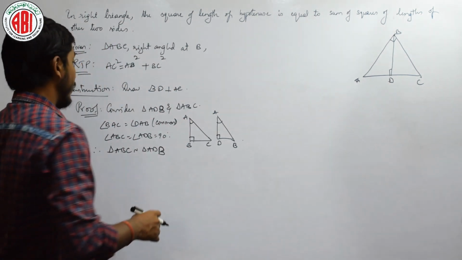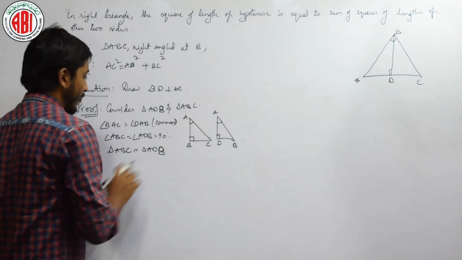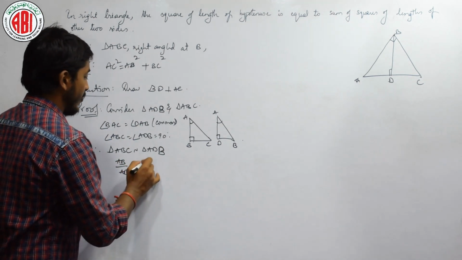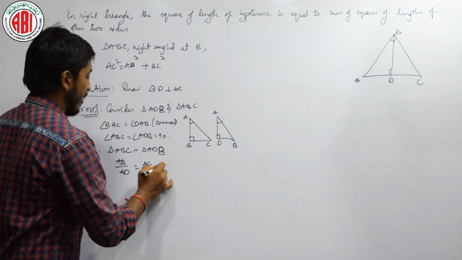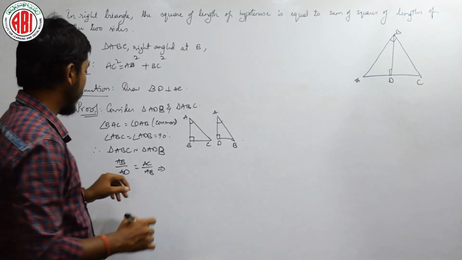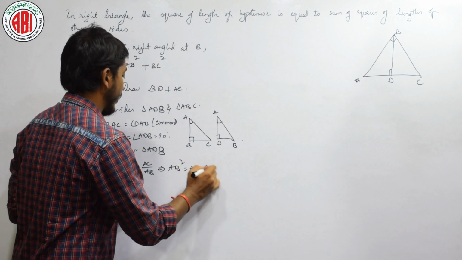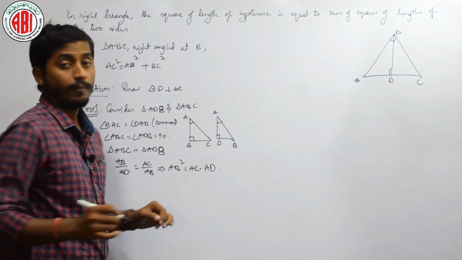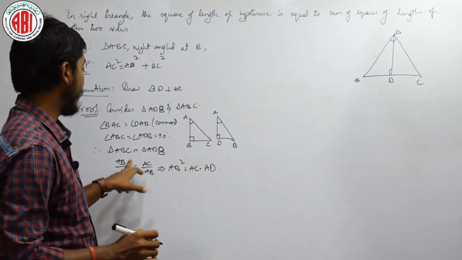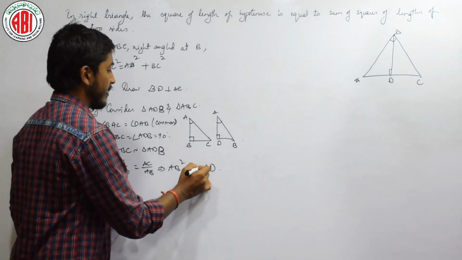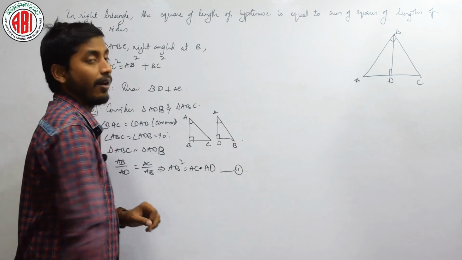See here. In what way you want to write, you can write AB by AD is equal to AC by AB. If you observe, if I cross multiply, I will get AB square is equal to AC into AD. Yes or no? If I cross multiply this, AB into AB is AB square, AD into AC. Let us assume this to be equation 1.